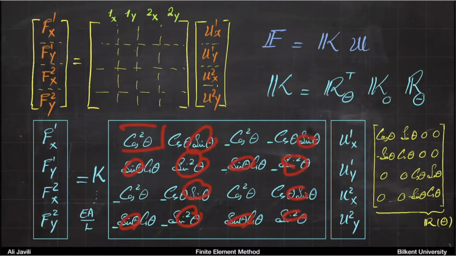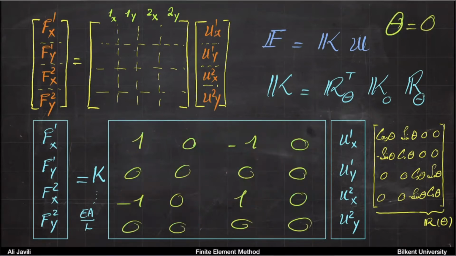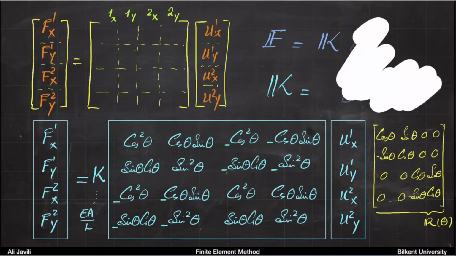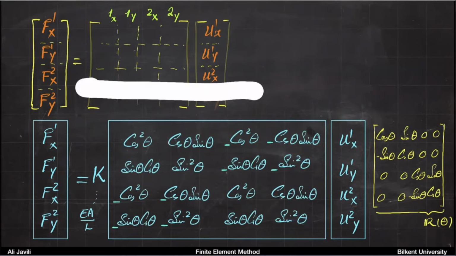And then all the terms with cosine squared, they will be 1. So you see, you get just 1, minus 1, minus 1, 1, which is exactly what you expected from, let's say, a horizontal truss element. So what we want to do now is to look at that again for other angles. And then we want to go through an example together, using what we have learned, and solve that example that I just drew at the beginning of the lecture.